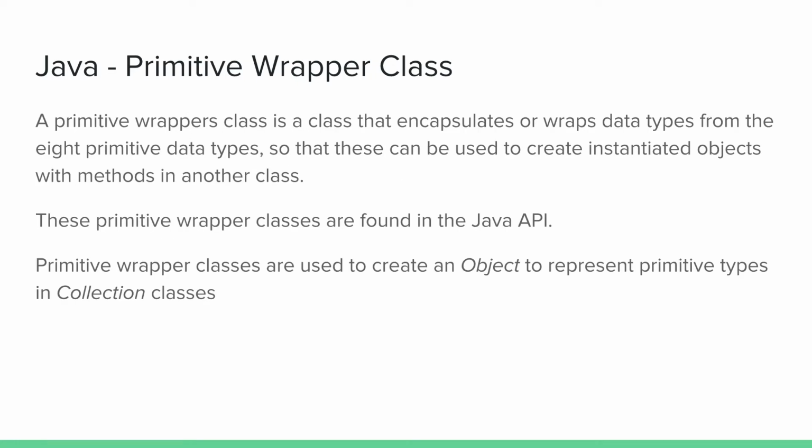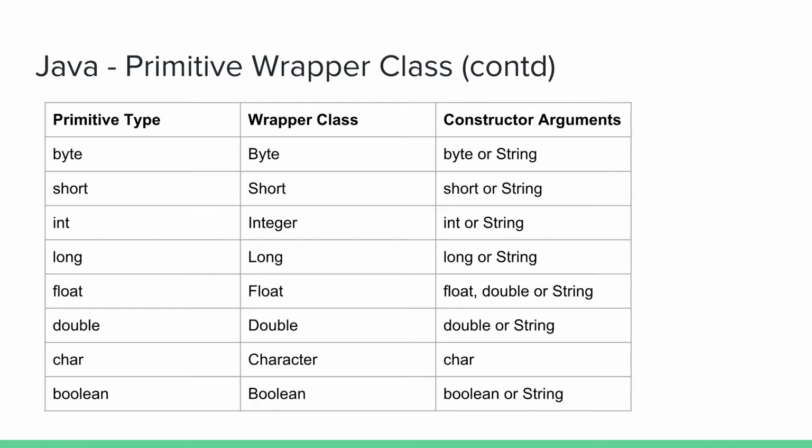A primitive wrapper class is a class that encapsulates or wraps data types from the 8 primitive data types so that these can be used to create instantiated objects with methods in another class. These primitive wrapper classes are found in the Java API. The primitive wrapper classes are used to create an object to represent primitive types in collection classes. In object-oriented programming, a wrapper class is a class that encapsulates types so that these types can be used to create object instances and methods in another class that need those types.